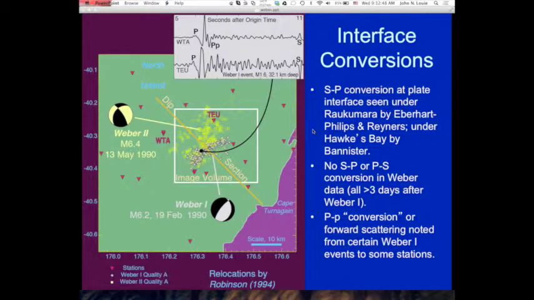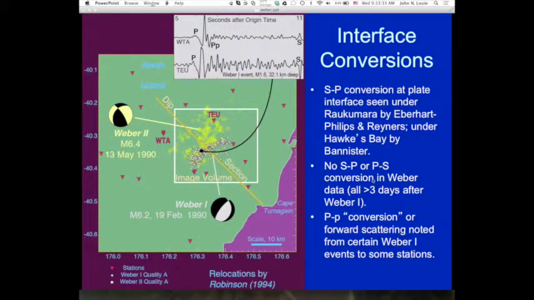So here, I'm suggesting there's kind of a complex interface conversion of forward scattering. The S to P conversion at the plate interface was seen a few hundred kilometers to the northeast, under the eastern tip of the North Island, which is called the Raukumara Peninsula. Eberhard, Phillips, and Rayner saw that. And then just a little bit to the north, just off the map here, is a place called Hawke's Bay, and my colleague Steve Bannister also saw the S2P conversion there.